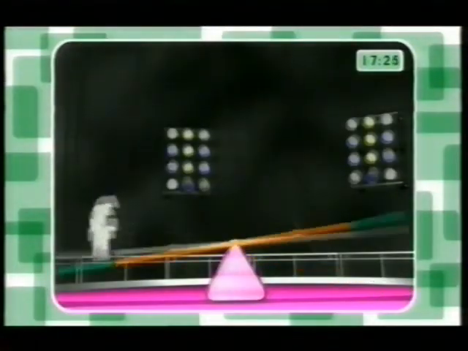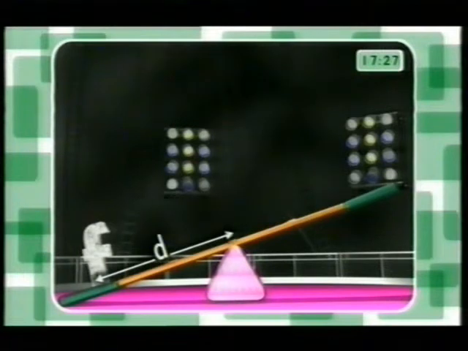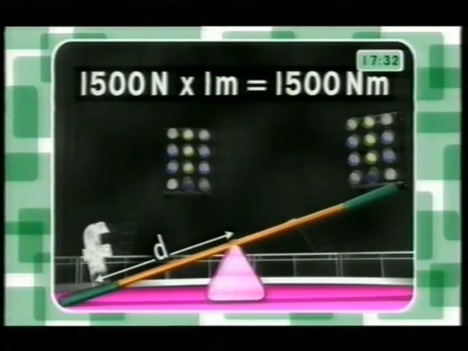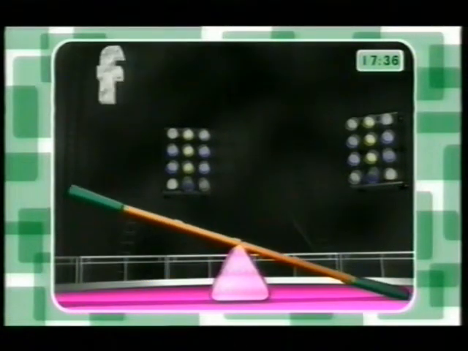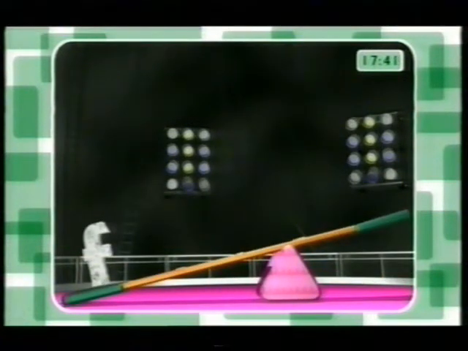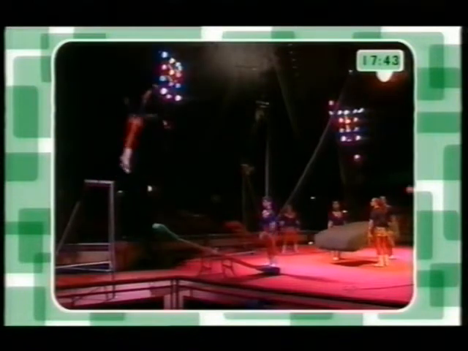So what about two acrobats? Their combined mass means they land with a force of 1,500 newtons. This time, the turning effect is 1,500 newtons times 1 metre, which is 1,500 newton metres. If the pivot was moved further to the right, the force would be acting from a greater distance. How would this change the size of the turning effect?